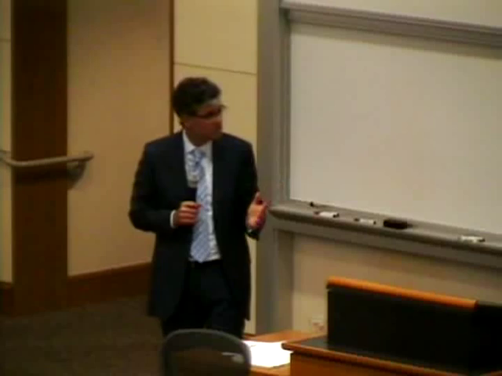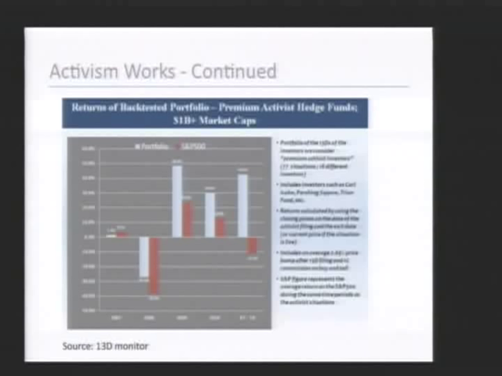All right, this is just another data point. There's a service called 13D Monitor. A guy named Ken Squire writes it. He's sort of an activist investing junkie and tracks everything that's going on day by day. He has created a portfolio. Obviously there's some cherry picking involved here, but what he considers to be premium activist hedge funds, taking all the 13Ds, the 07 to 2010 returns would have been, I think this says, plus 42% versus negative 12 if you put your money in the indexes.